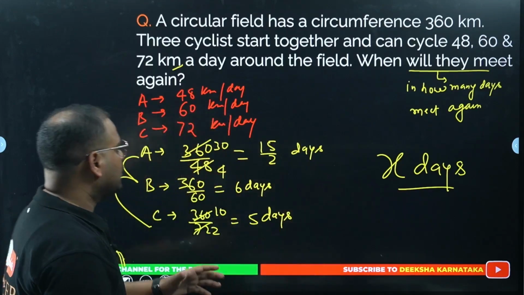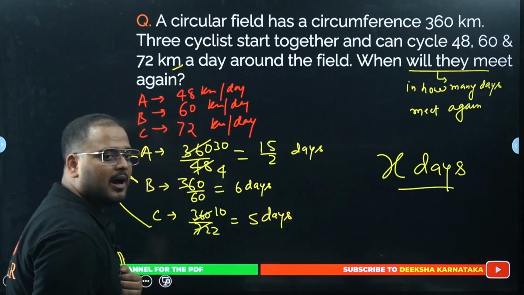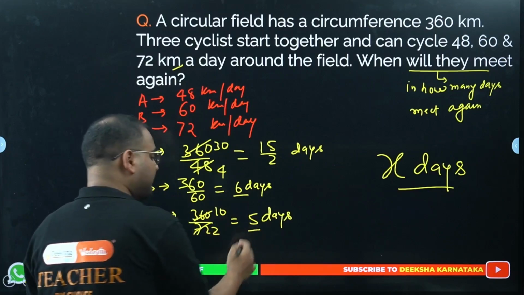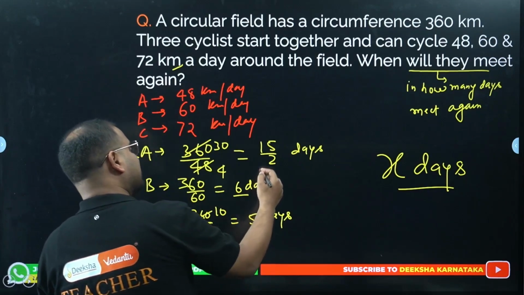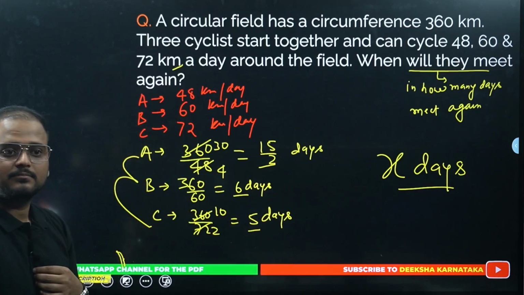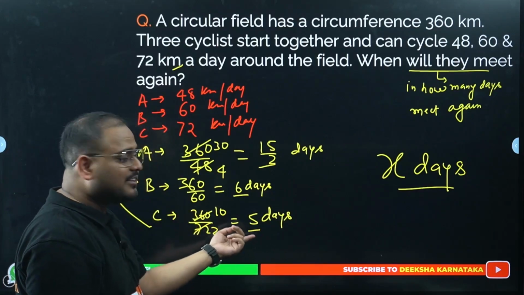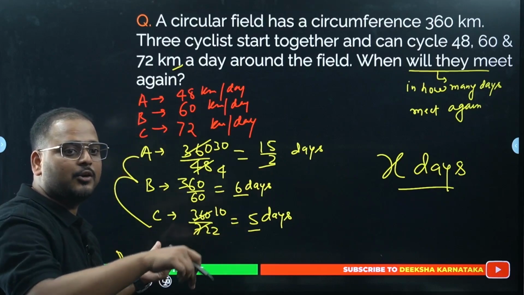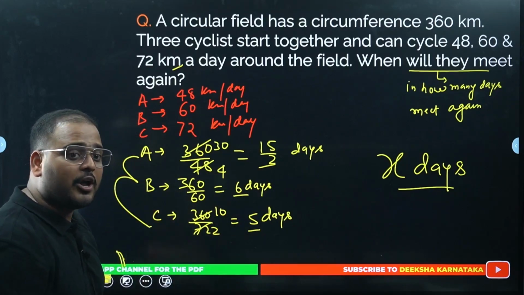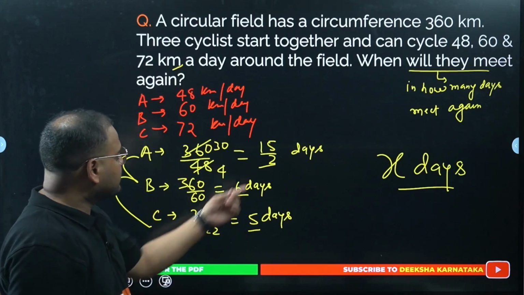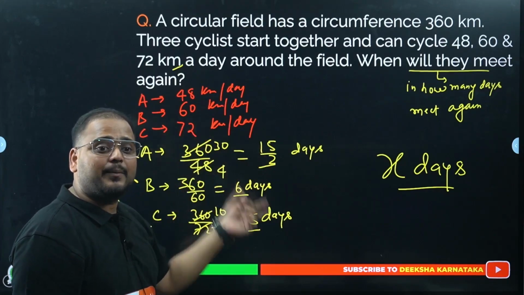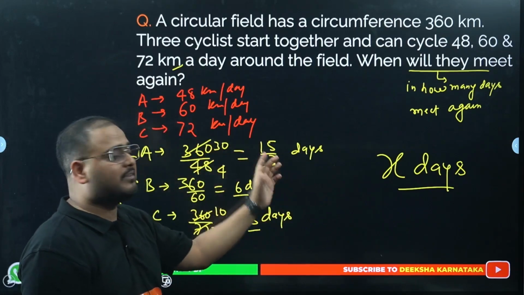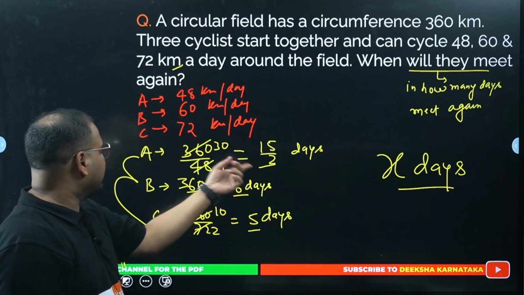Now think. Can this X be a number less than 6 days? Or less than 5 days? Or less than 7.5 days? No, right? Because if I take a number less than 5 days, it will not work, because C is completing in 5 days. So the number cannot be less than or equal to 5. If I take the biggest of all, which is 15 by 2, 7.5 days, let's say X is equal to 7.5 days.